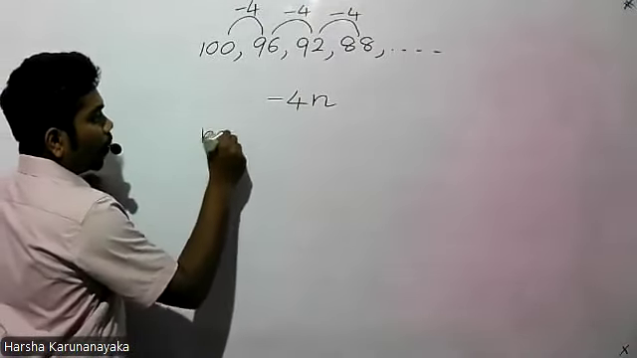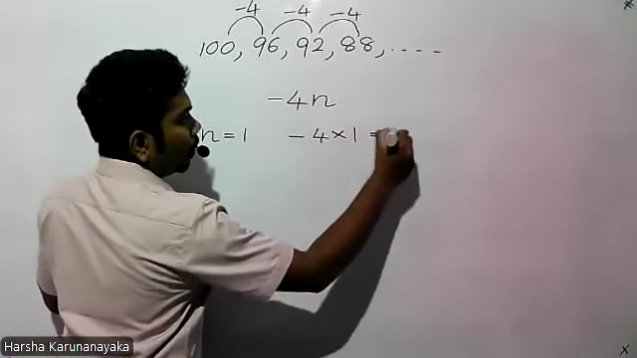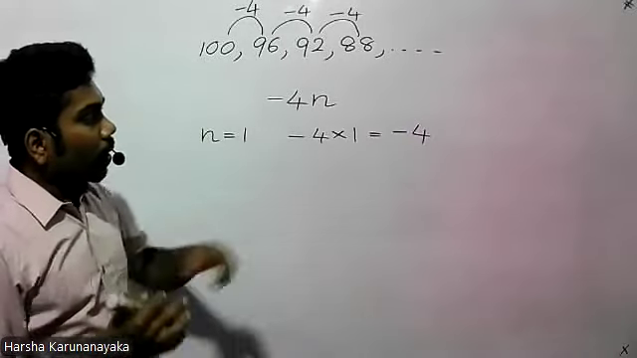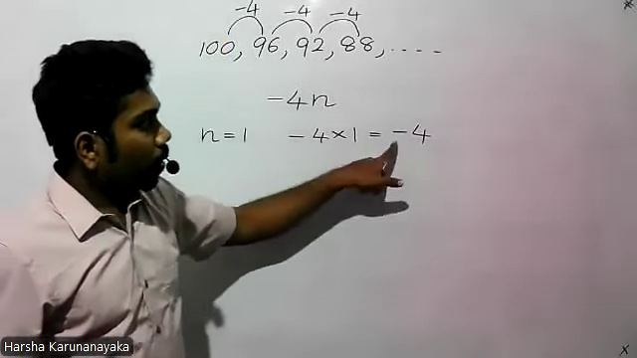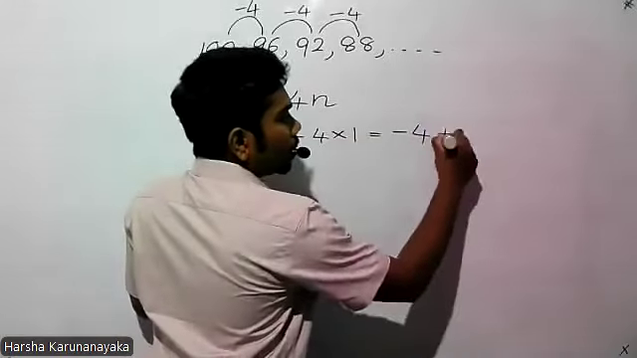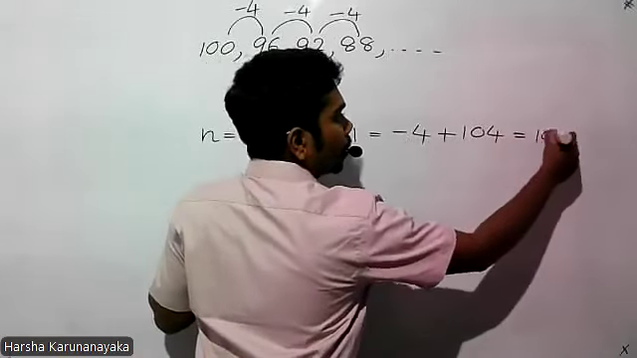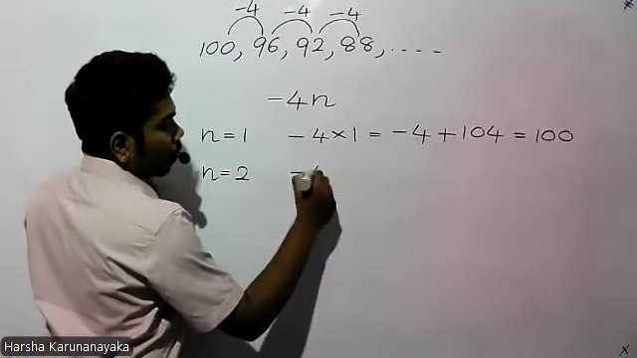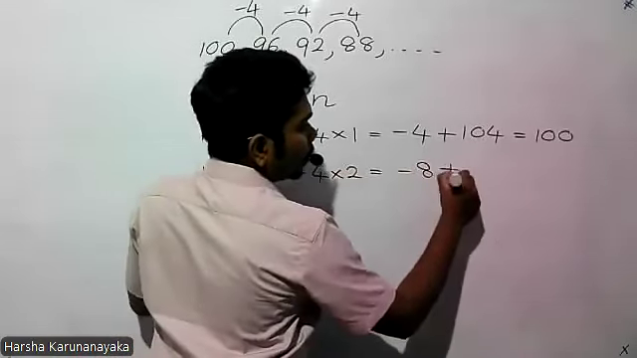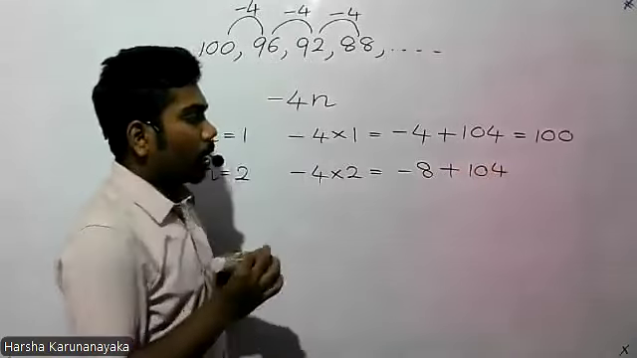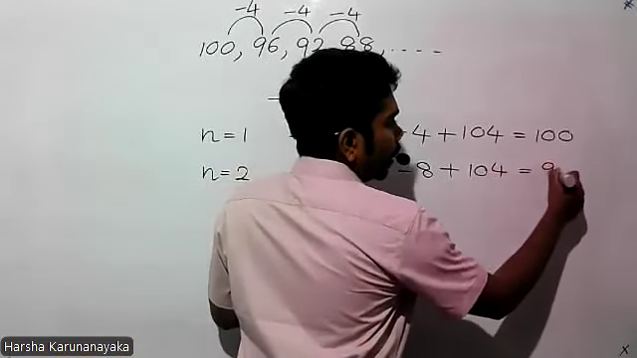Now I give 1 for n. Minus 4 into 1 equals minus 4. But our actual first term is 100. So minus 4 plus 104. 104 minus 4 equals 100. n equals 2: minus 4 into 2 is minus 8, plus 104. 104 minus 8 equals 96.